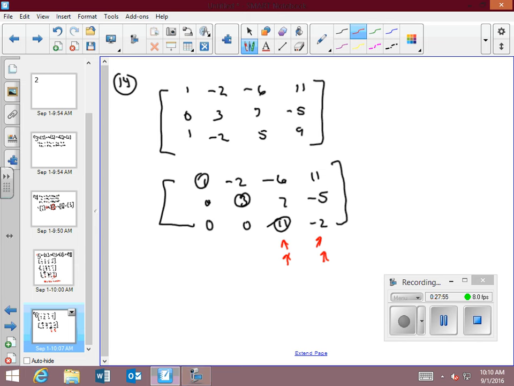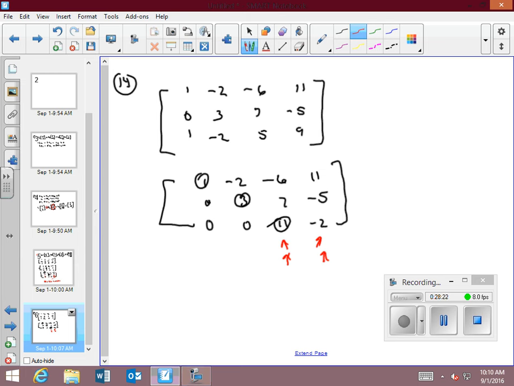Now, if we wanted to find the linear combination at this point, we'd have to do reduced echelon, and then whatever our last column would be, those would be the weights for our matrices to get to B. Correct? Okay.